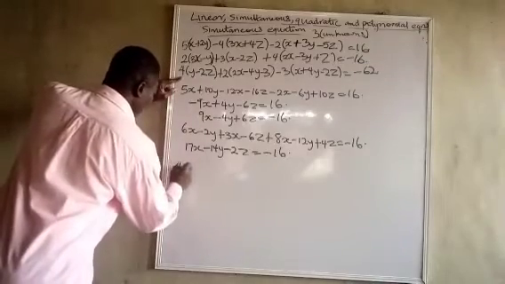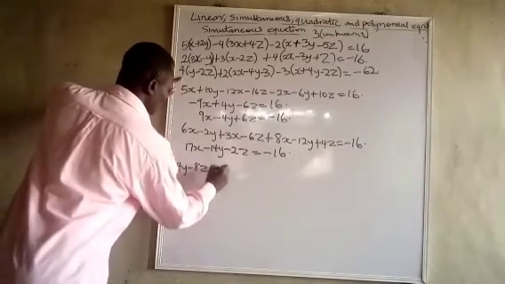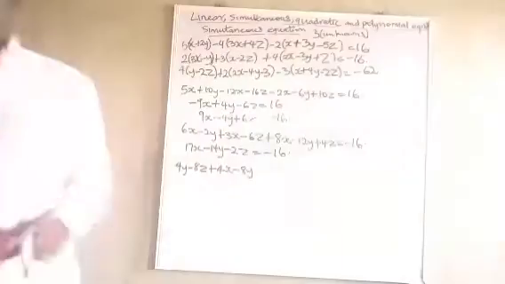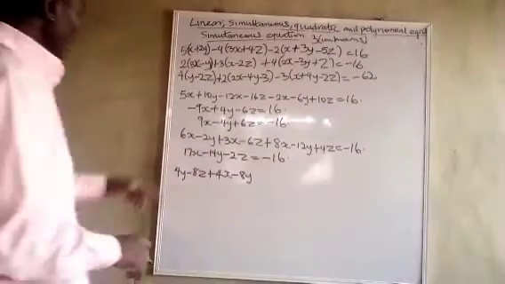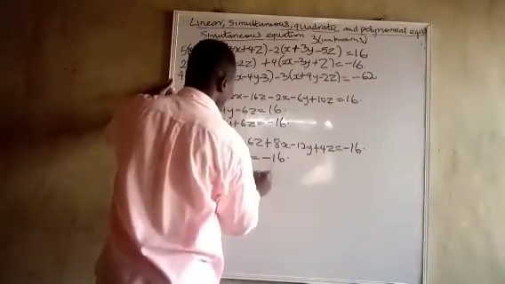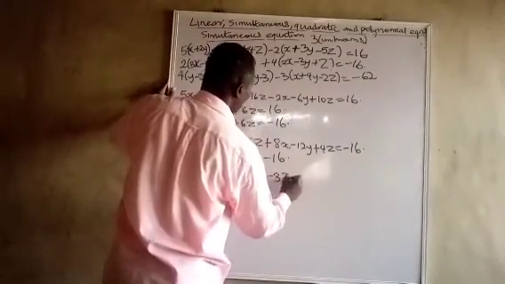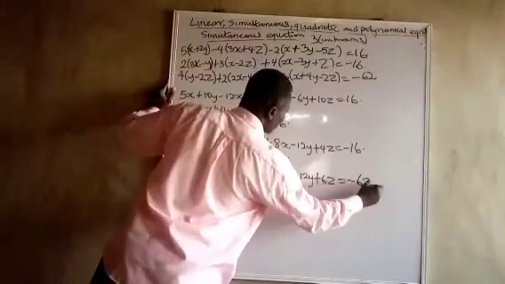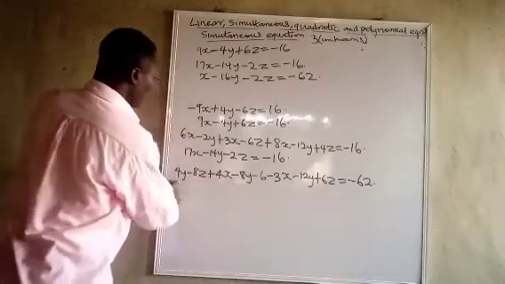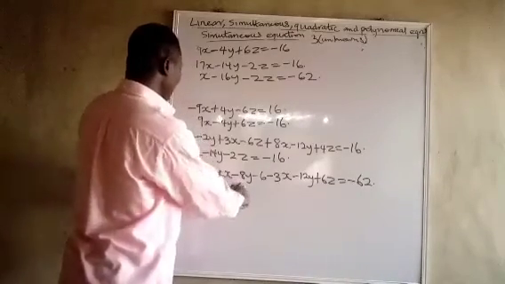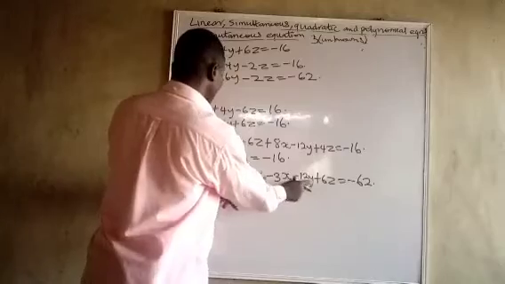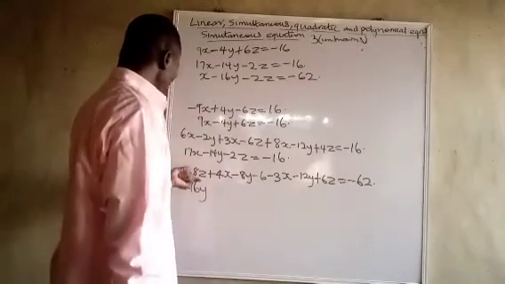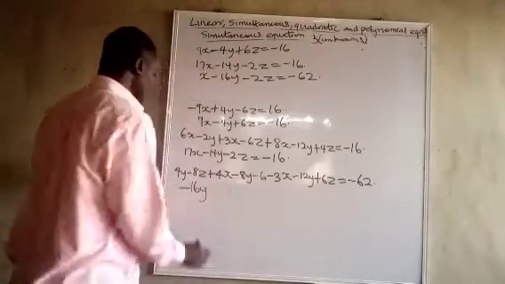Now let's look at the third one. 4y minus 8z plus 4x minus 8y minus 3x minus 12y plus 6z is equal to minus 62. Okay? 4y minus 8y, that's minus 4y. Minus 12y, that is minus 16y. Let's look at z. Minus 8z plus 6z, that is minus 2z.